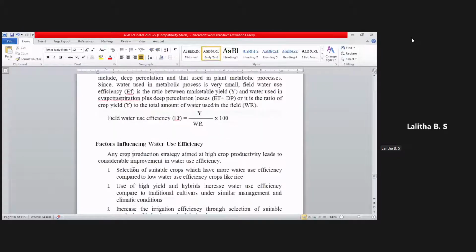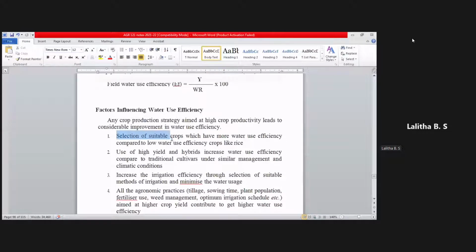The first and foremost is the selection of a suitable crop, one which has more water use efficiency compared to low water use efficiency crops like rice. To produce 1 kilo of rice, it requires 5000 to 6000 liters of water, and the total water requirement of rice varies from 1100 to 1500 mm. If you see millets, they require less than 250 mm of water. So that's why, instead of rice, we can now go for alternate crops.